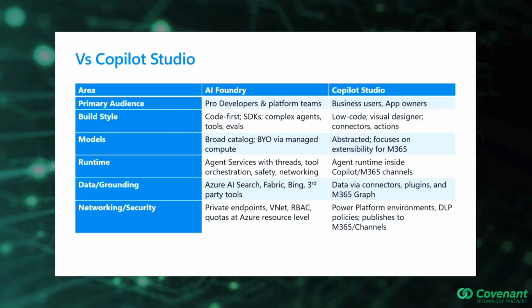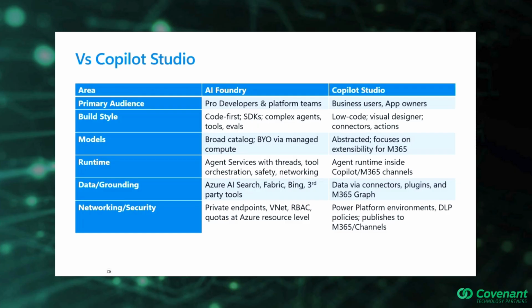So first and foremost, these are targeting very, very different audiences. AI Foundry is definitely code first, and it is focused on developers and platform teams. The type of resources that are going to build something out in AI Foundry are absolutely not going to be business users or power users. When we say app owners, we're talking about the Power Platform app side of things, business applications or line of business applications. And so there's a clear line in the sand here between this code first, SDK driven experience and the low code visual designer side that is with Copilot Studio.